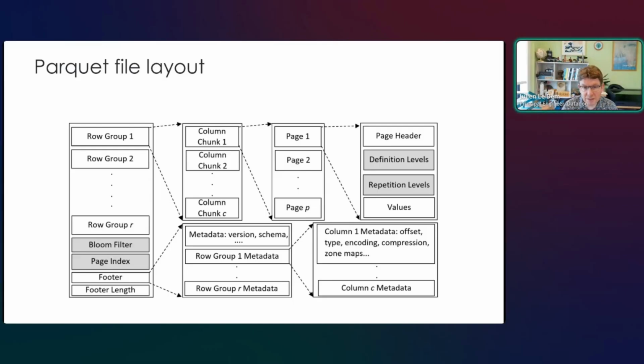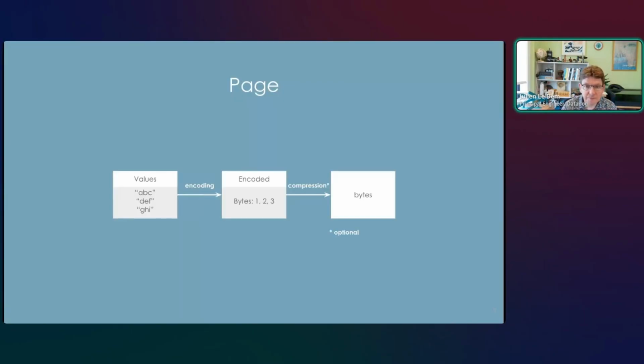And so to access the data, you read the footer, you find the columns you need. You can use the stats in the footer to skip if they don't match your predicate based on the statistics. And then you can read only the columns you want, and you find in the file the things you're interested in.